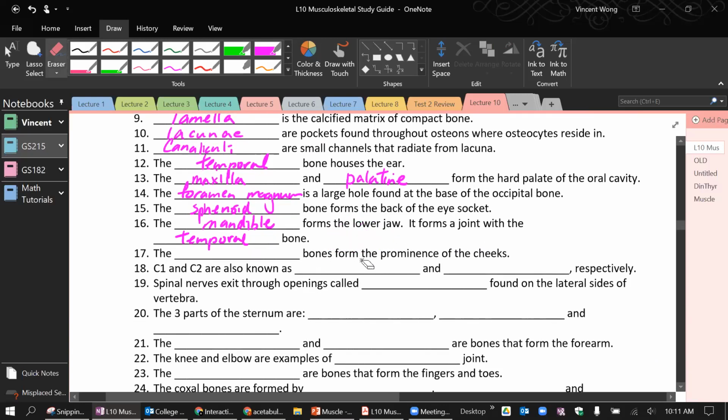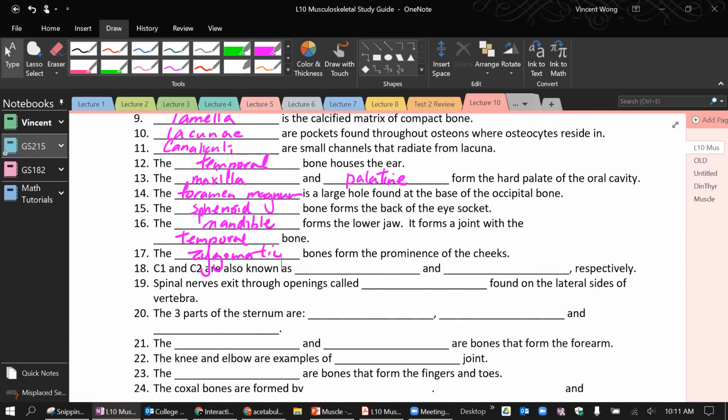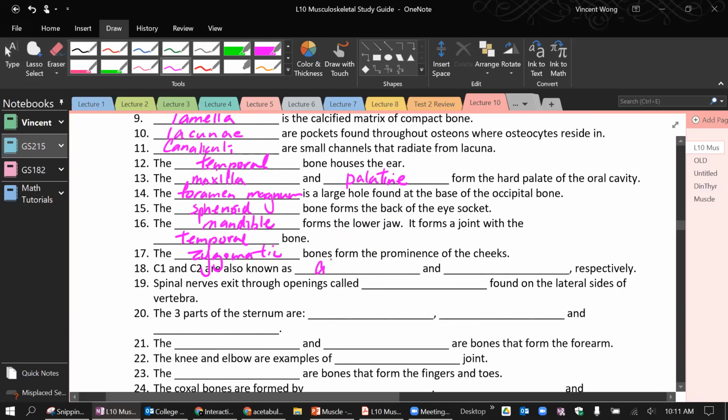The zygomatic bones form the prominence of the cheek. C1, C2 forms the pivot joint, and C1 is called atlas. C2 is axis. If you have trouble memorizing this, L comes alphabetically before X. So this is C1, C2.